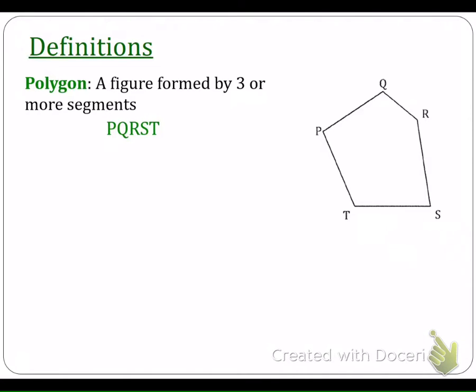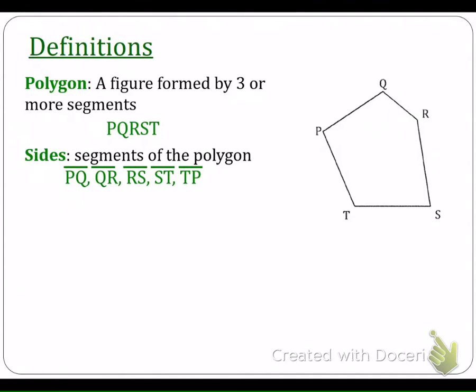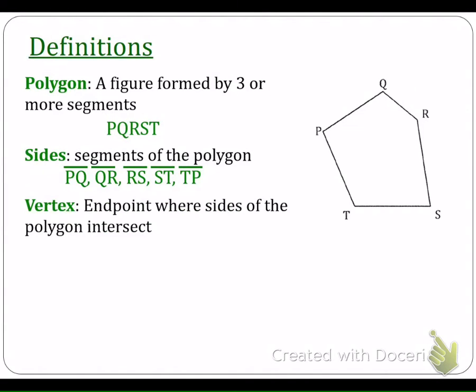So this polygon, we name polygons by the letters that appear at each vertex. Okay? So this is polygon PQRST. The sides are the segments in the polygon. So the sides of this polygon are segment PQ, segment QR, segment RS, segment ST, and segment TP.